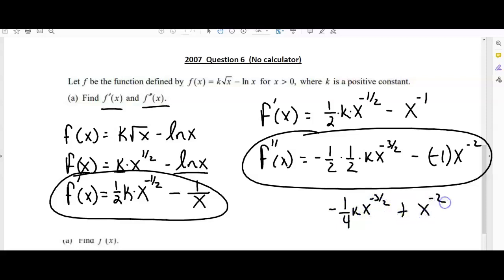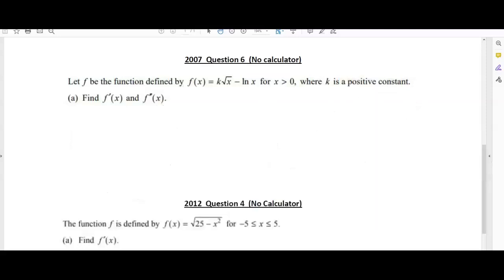Now, for this one here, I'd say it's negative 1/4 k x to the negative 3/2 plus x to the negative 2. The double negatives here become a plus, and here I just put these halves together. So I don't know, that was just looking a little bit too ugly for my liking, but you can definitely stop while you're ahead. All right, let's go ahead and move on to the last one.